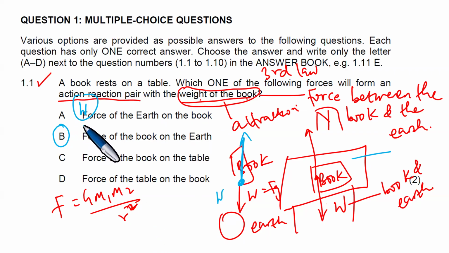Because A is close, but it's the force of the earth on the book. The force of the earth on the book is the weight still. So this one is not an action-reaction pair. But the book now is also pulling the earth up, and therefore there is an action-reaction pair by Newton's third law of motion. We look at the next question.